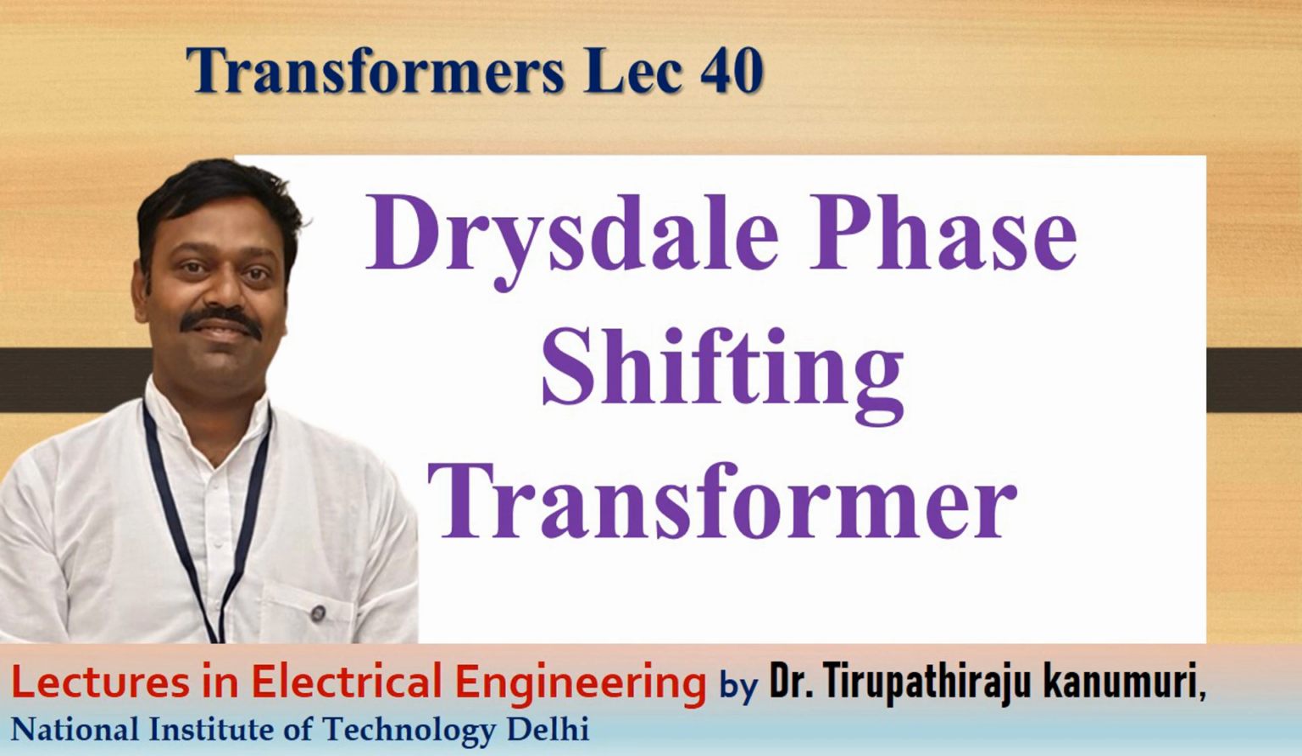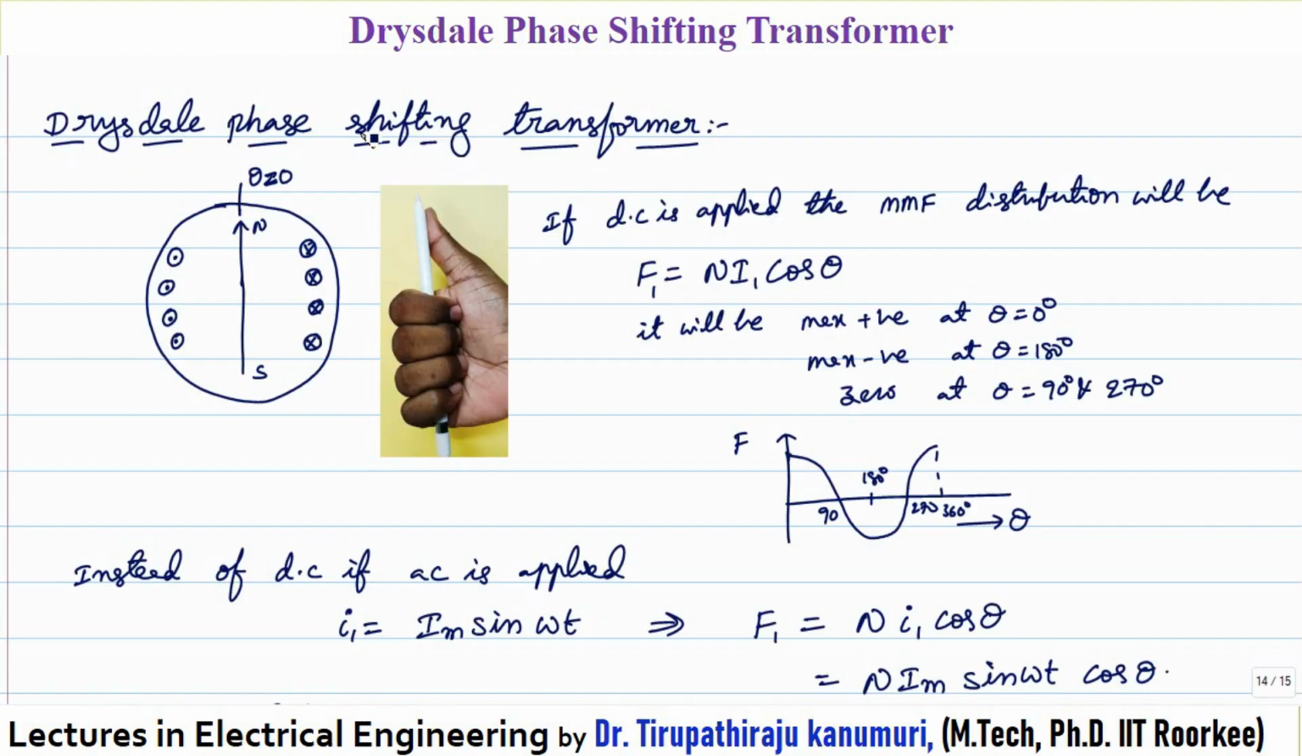Hi all, today we are going to discuss the Drysdale phase shifting transformer, which is used for getting a variable phase shift in the output voltage. That means the output voltage will have constant magnitude, but the phase of the output voltage can be continuously varied. This is particularly used for AC potentiometer circuits, which we are going to discuss in the measurement subject. The polar type of AC potentiometer, the Drysdale polar potentiometer, uses it.